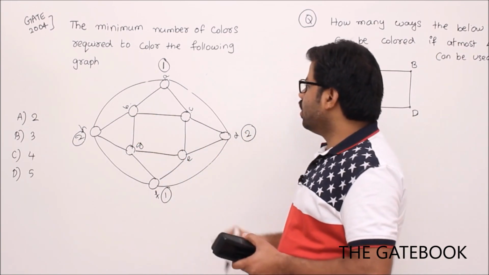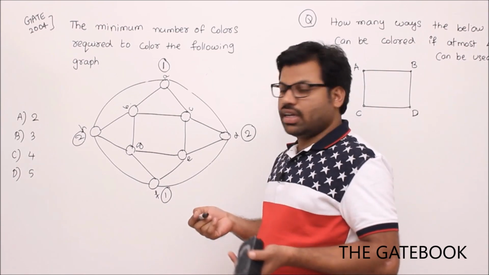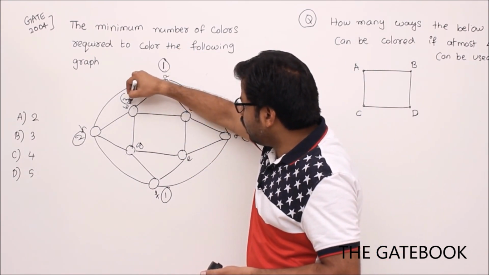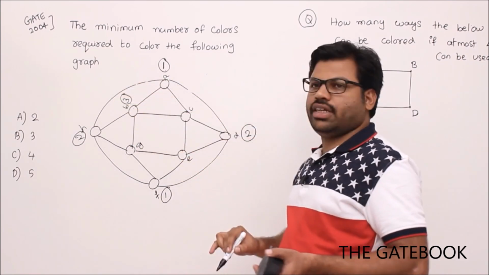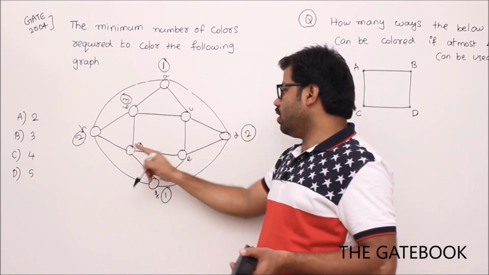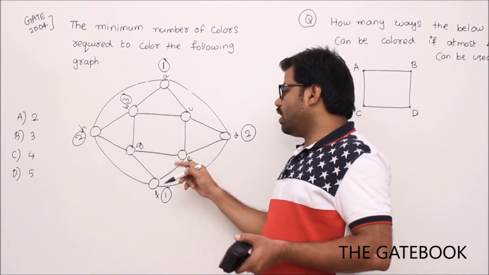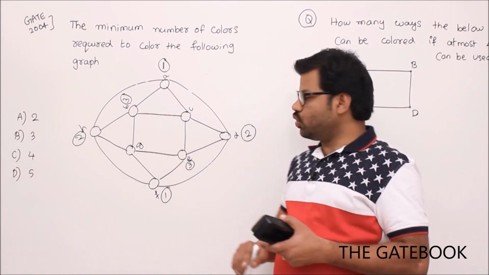After that, let's try to bring one more color. So 1, 2, however the triangle requires one more color, right? Let's keep 3 here, then try to share it. Can I share here? No. Here? No. But here, yes. So color 3 is also shared in at least 2 places.